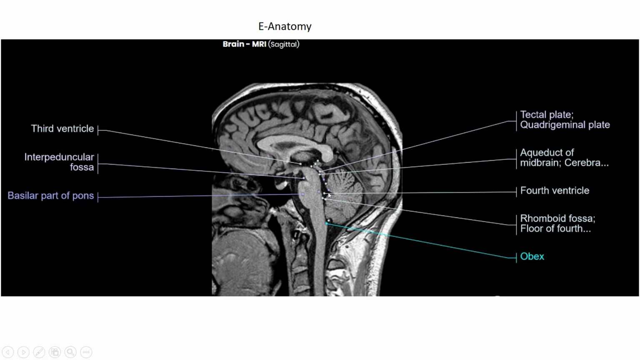And then this is the fourth ventricle, and this is the foramen of Luschka and the foramen of Magendie. And then this would be the obex right here, right anterior. So you can see how those two structures are so close to one another that I'm going to be pretty lenient on the exam for that particular question.